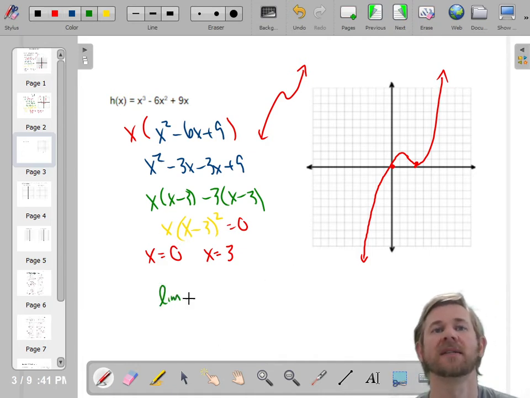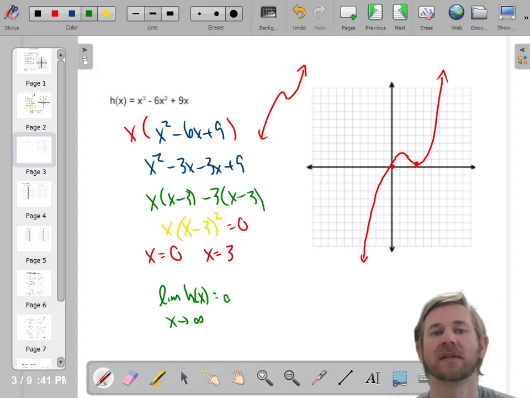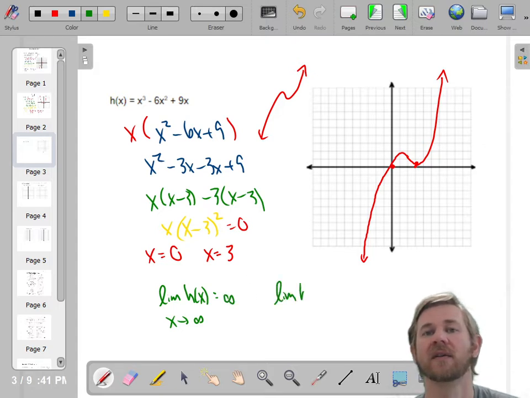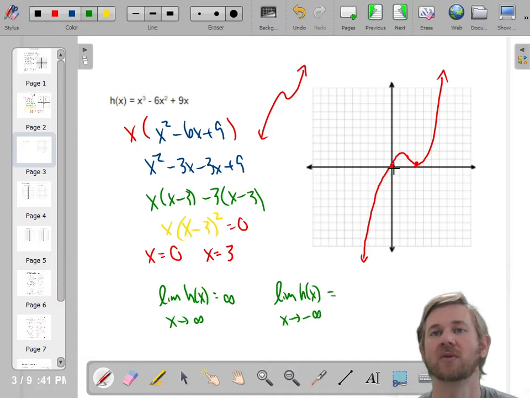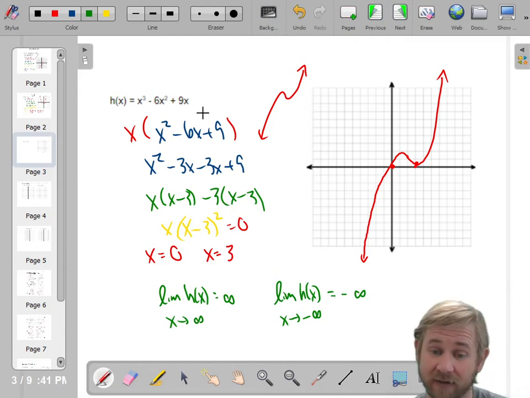So I'll say the limit of h of x as x goes to infinity. As I go to the right, y goes up, so the limit is infinity. And the limit of h of x as x goes to negative infinity: as you go to the left, y goes down, so this will be negative infinity. So that's describing the end behavior. That's starting with the polynomial that is not factored.